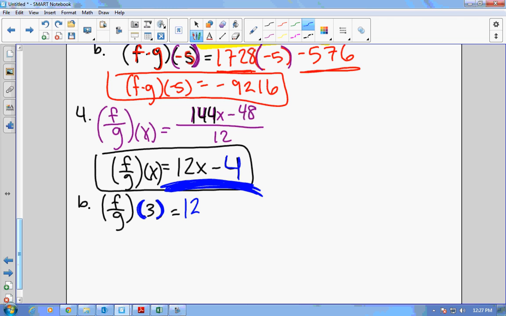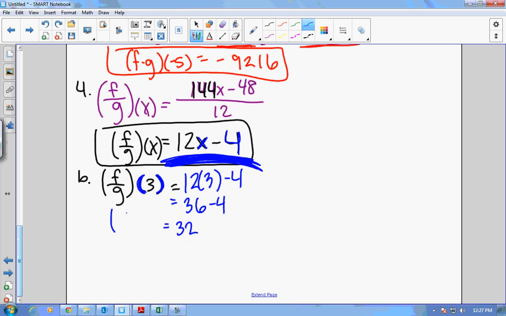12, the x. What do I put in this x position? 3 minus 4. You multiply first. 36 minus 4 is 32. I would appreciate it if you would write down the f divided by g, evaluate it at 3, so it's an equation. It's not just 32. It would be great if you could put f over g, evaluate it at 3.